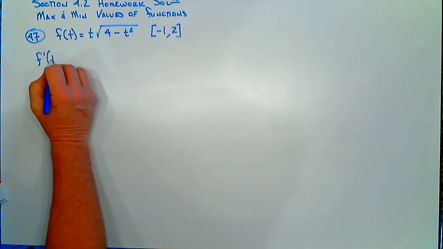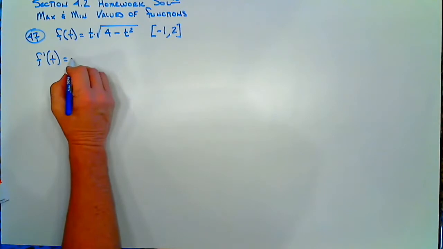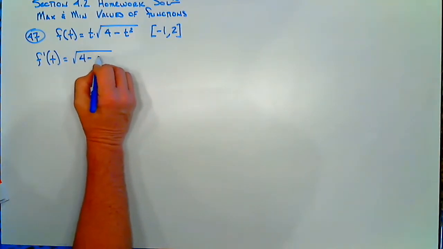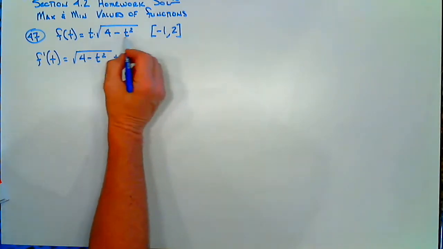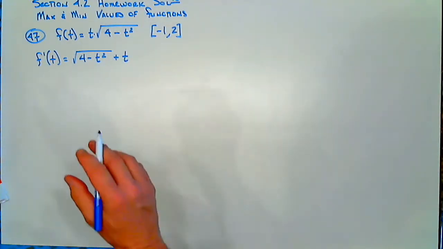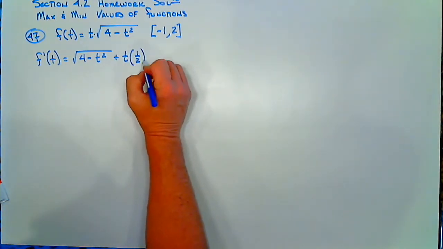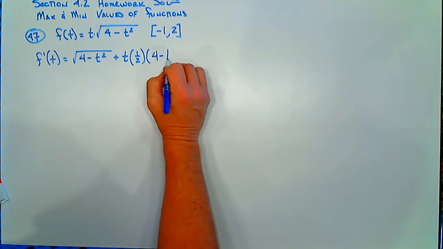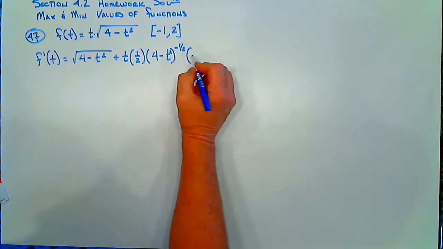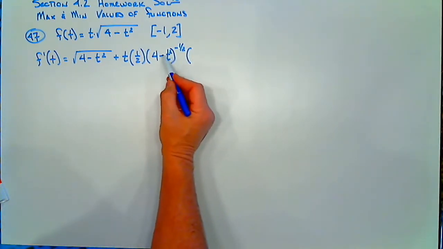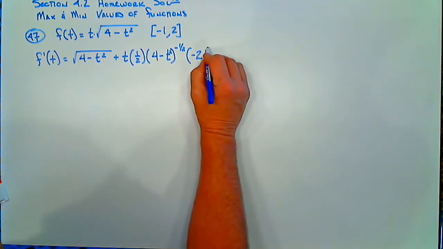Right now, the derivative of this is going to require the product rule. That's no big deal. We can do the product rule. The derivative of t is 1, so I have the square root of 4 minus t squared, right? Plus t. Now, remember, the square root of 4 minus t squared is 4 minus t squared to the 1/2. So when I take the derivative of that, I get 1/2 times 4 minus t squared to the minus 1/2. And then I have to take the derivative of what's inside. The derivative of 4 is 0. The derivative of negative t squared is minus 2t.